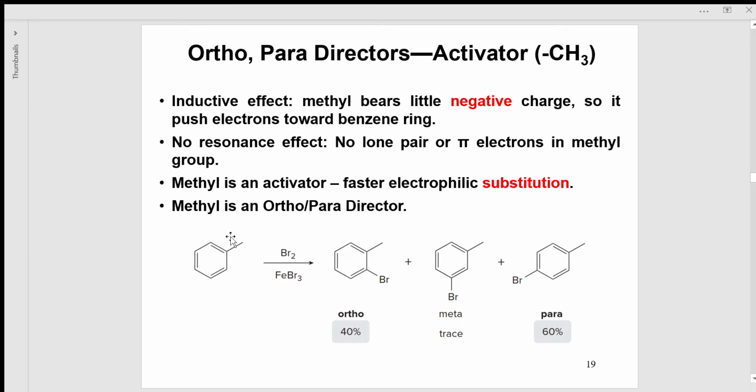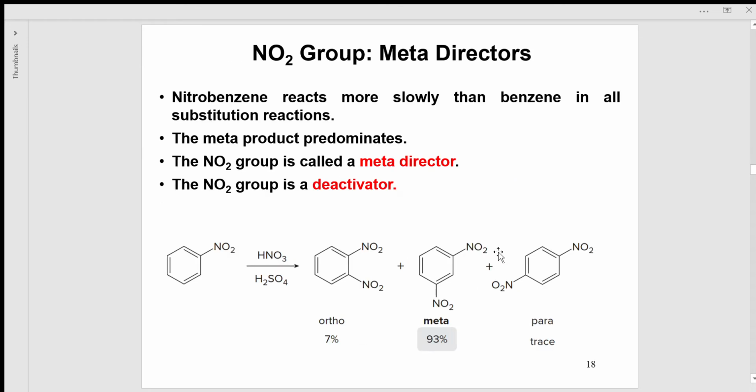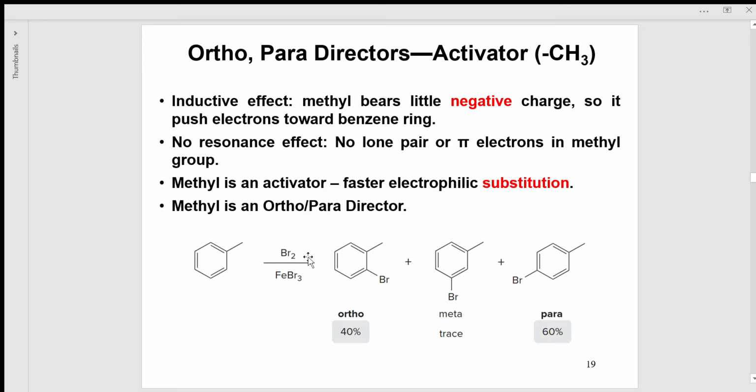If you have activators, your electrophilic substitution reaction product is either the ortho product or the para product, but not the meta product. Let's compare. You see, this is a meta director. So the electron withdrawing group will give us meta as the major product. The electron donating group will give us the ortho and the para substituted products.